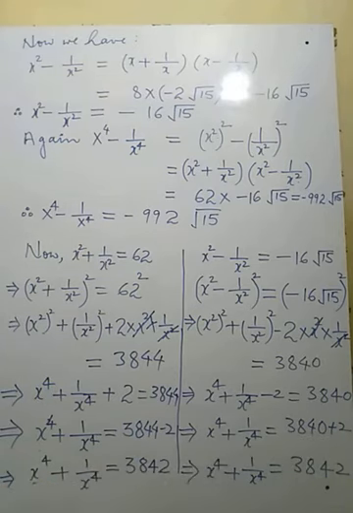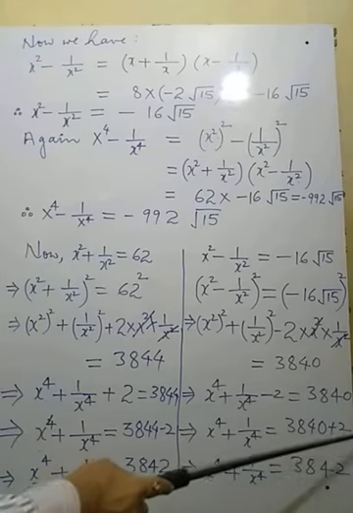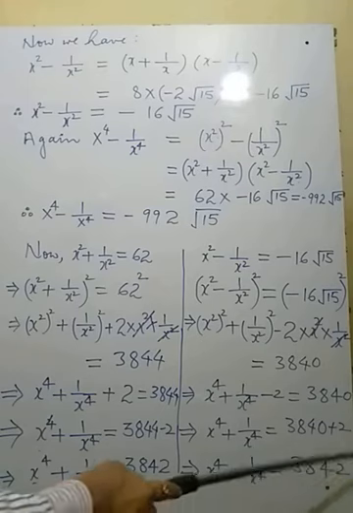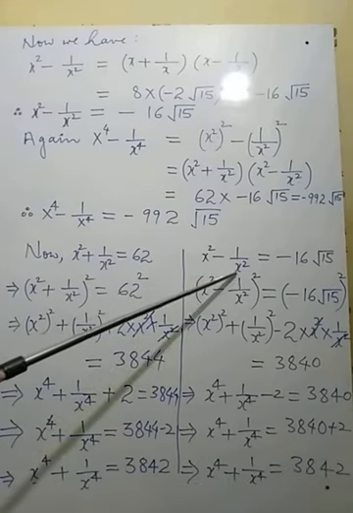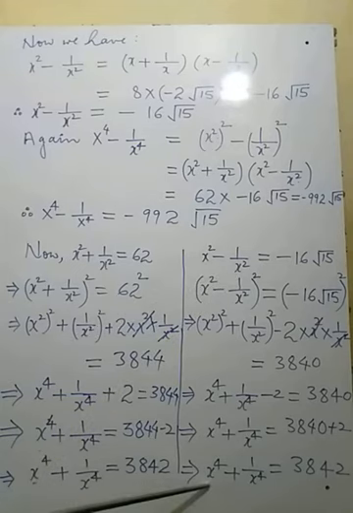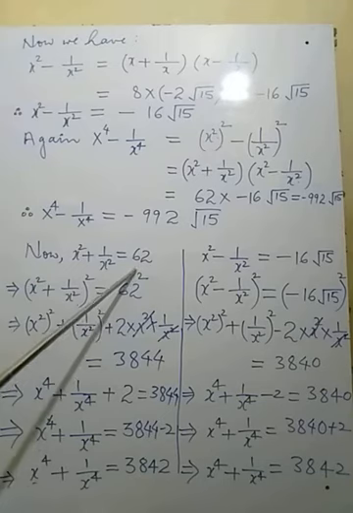After simplification, what will come? x to the power 4 plus 1 upon x to the power 4 equals 3840 plus 2 equals 3842. So either taking x square minus 1 upon x square, you can calculate x to the power 4 plus 1 upon x to the power 4, or you can take x square plus 1 upon x square equals 62. By the same process, you can also get the same value.